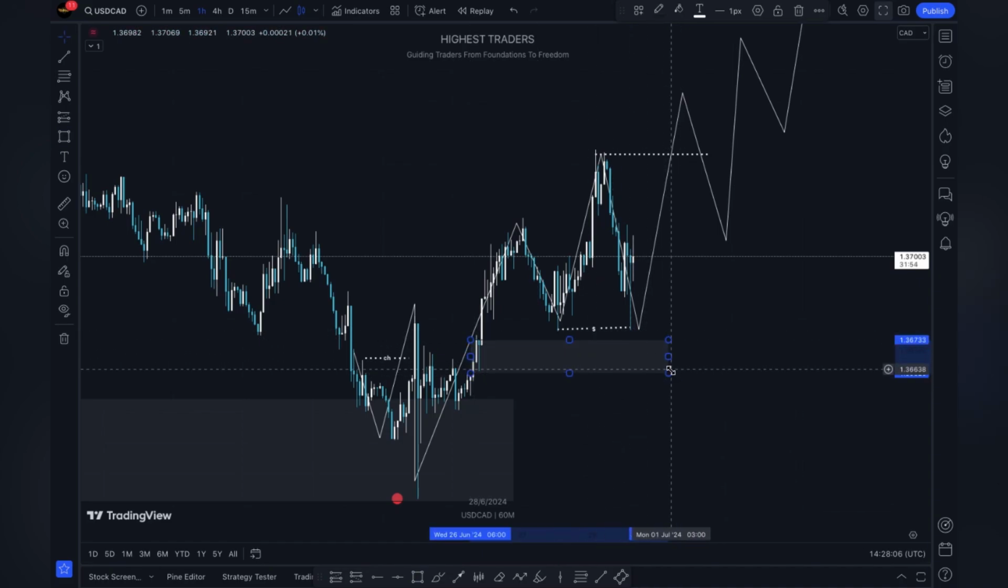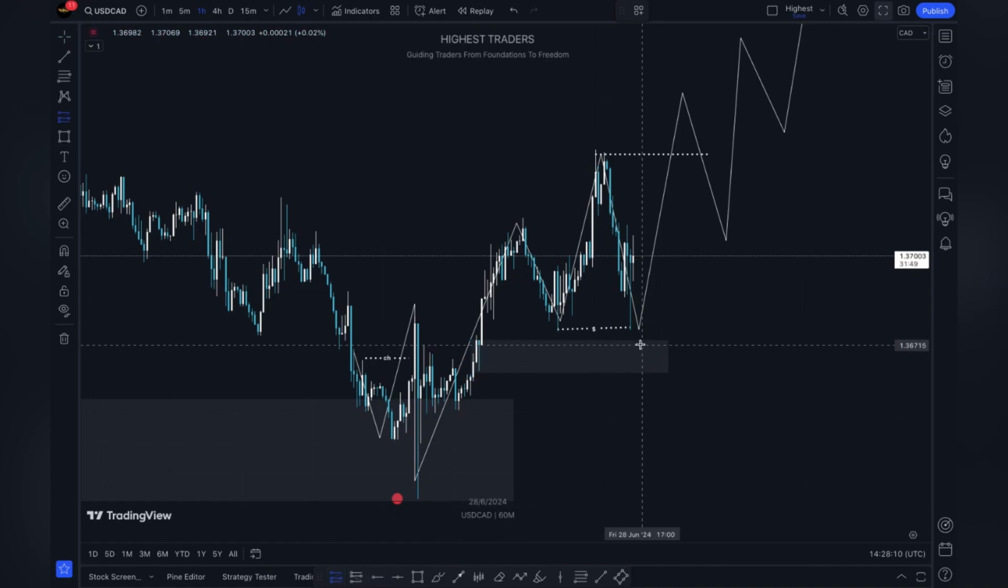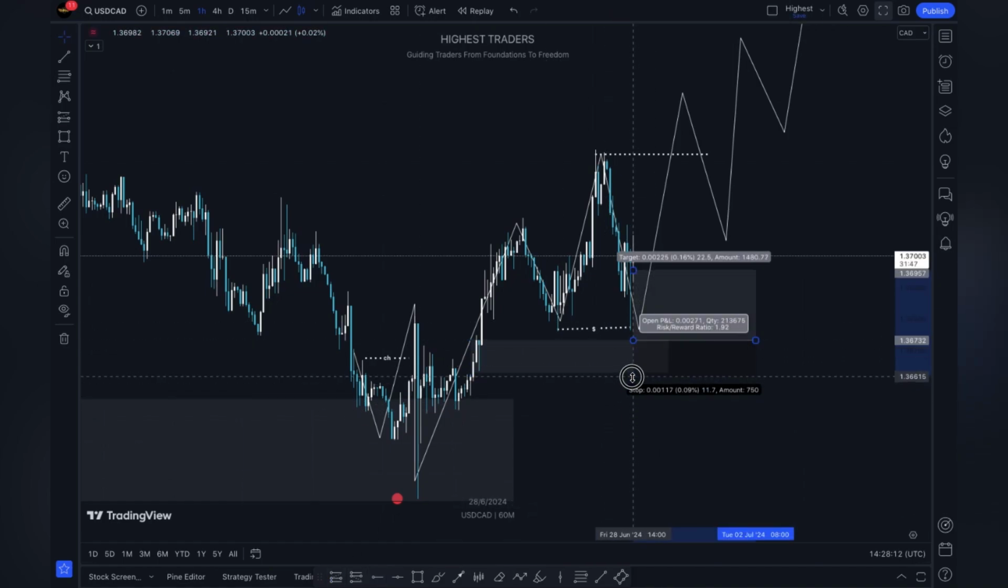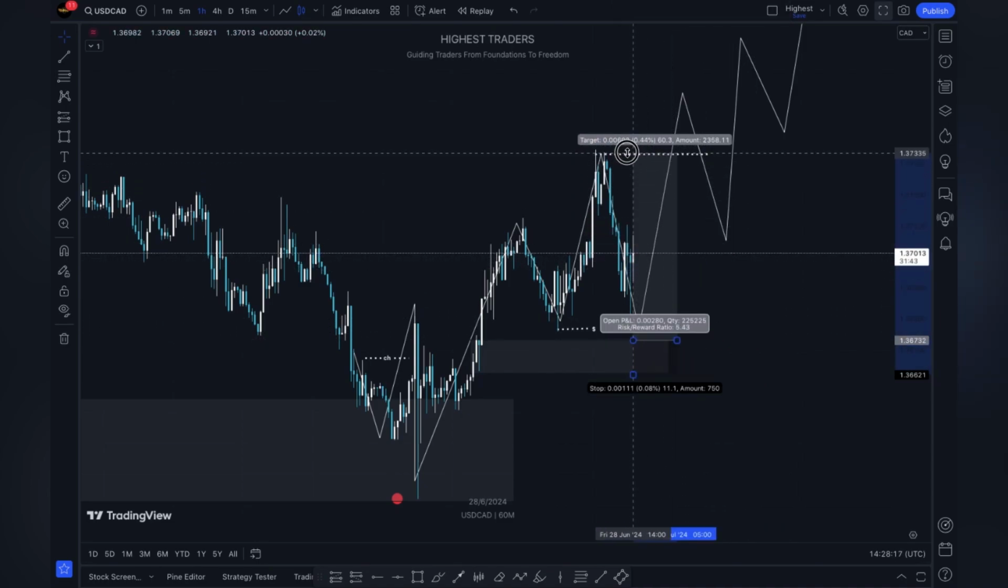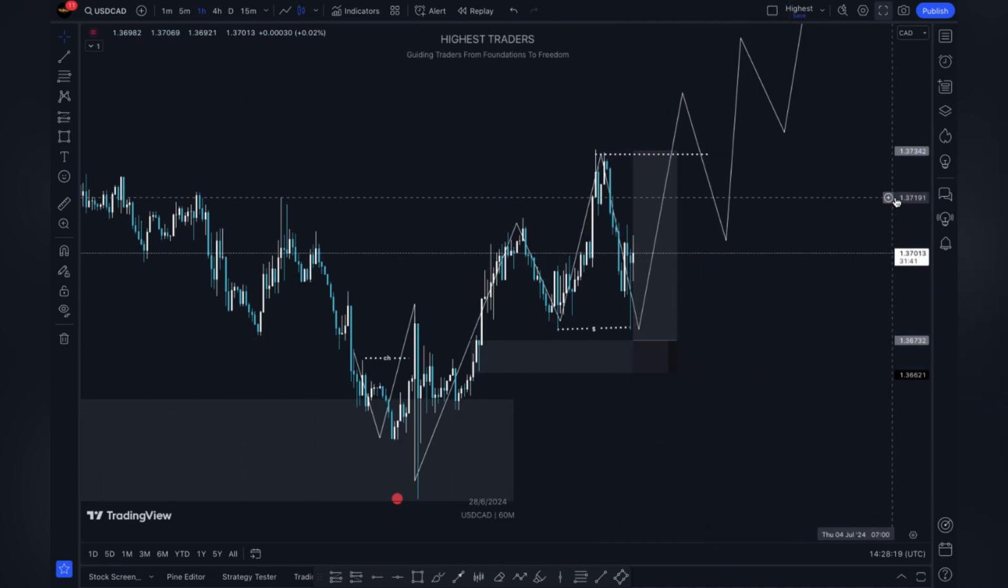This is a reaction. So price can still pull back to this point of interest, and we can look to execute here if you're looking to execute directly from the 1 hour time frame. So this is what we have currently on USD CAD based on top-down analysis.